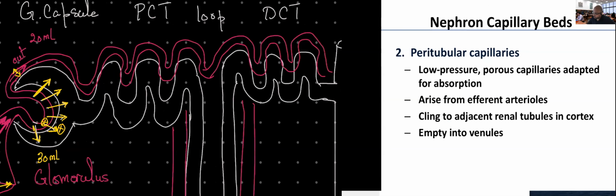So why would I need absorption in here? I did filter a lot of stuff from the blood into the Bowman's capsule. So now this filtrate is moving down in my kidney tubules. But not everything that I've filtered, I want to get rid of. So what would I need to do, for example, for the glucose that got filtered, for the amino acids that got filtered? I need them to move back to my blood.